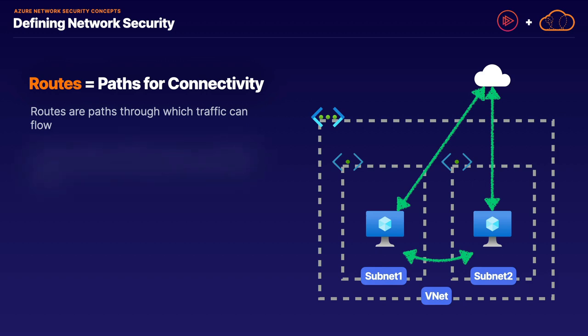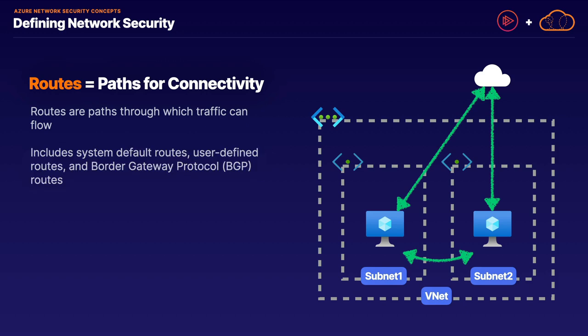Now, these routes that we have come from a few different route types. System default routes, which are just there by default for our virtual networks. The user-defined routes, which we use to override those system default routes. For example, a user-defined route routing all traffic outbound for the internet for a particular subnet to a network virtual appliance, such as a firewall. And then we have our BGP routes, which are those routes that are exchanged between peered networks so they can better understand each other's network topology.